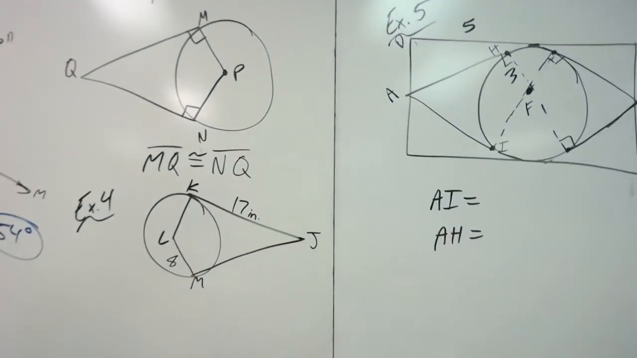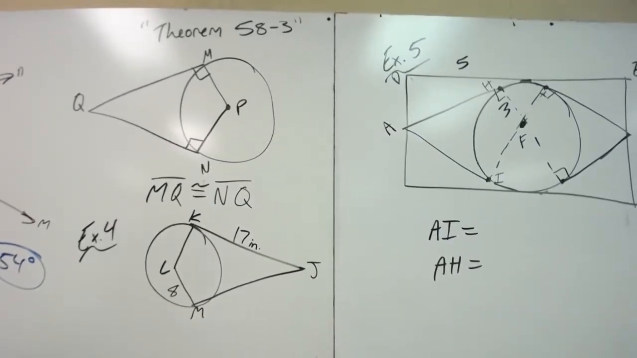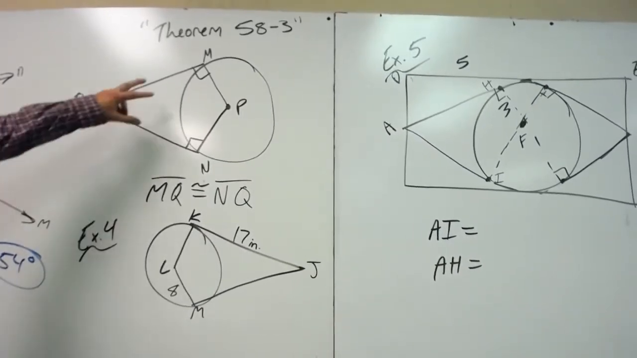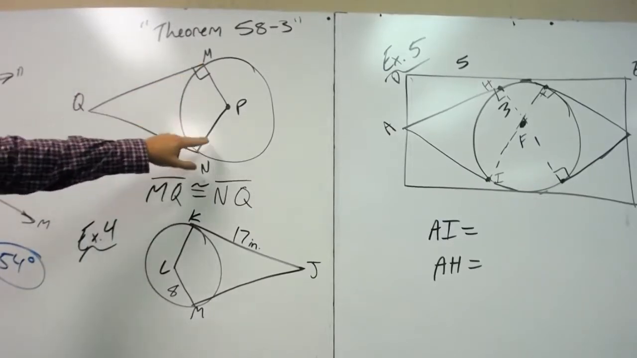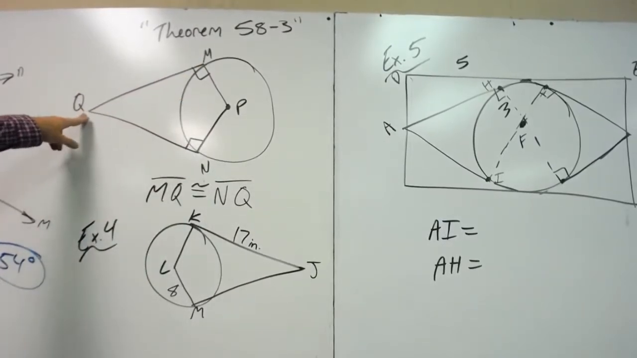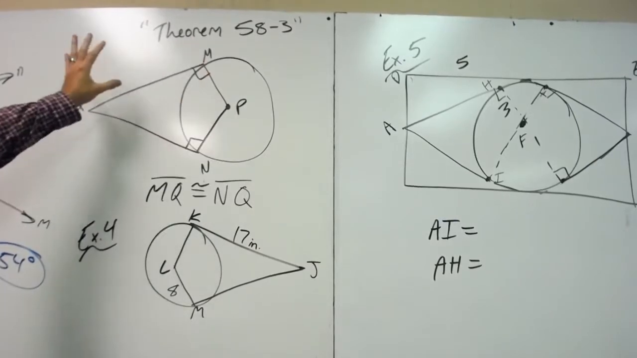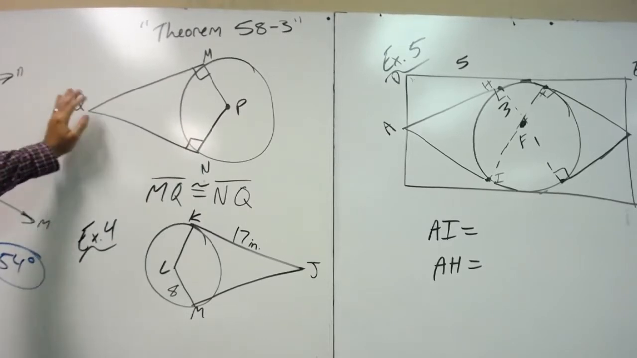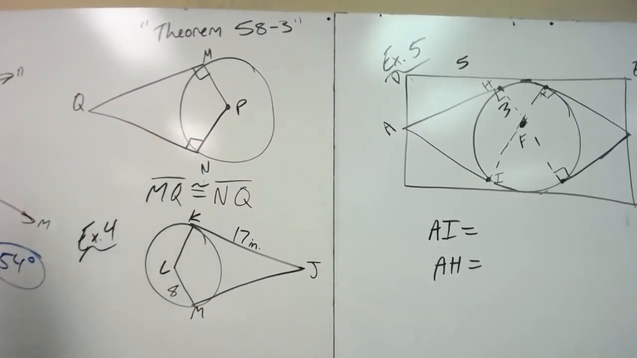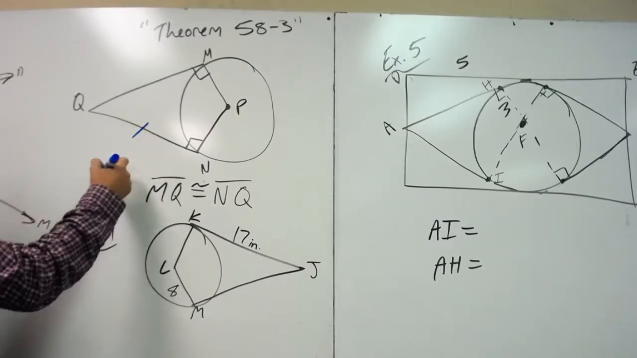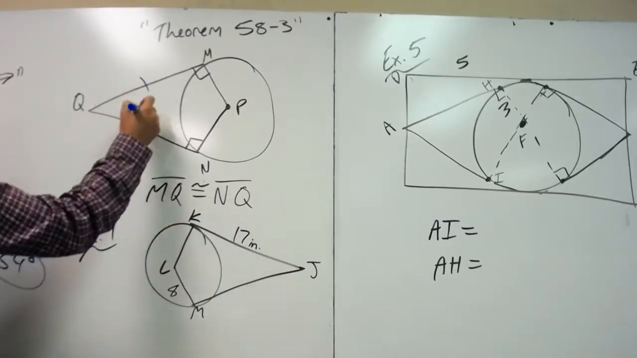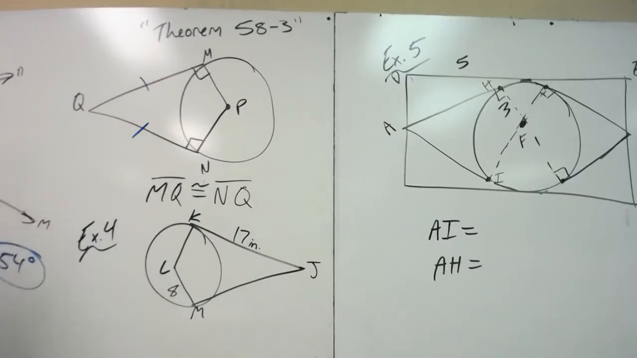Theorem 58.3 says if two tangent segments are drawn to a circle and meet at the same exterior point, then they are congruent. So we have this quadrilateral, it's in and out of the circle. We have two tangent lines that meet at the same point, therefore line NQ is congruent to line MQ. Those are congruent. So in example 4, it says to find the perimeter of this quadrilateral here.